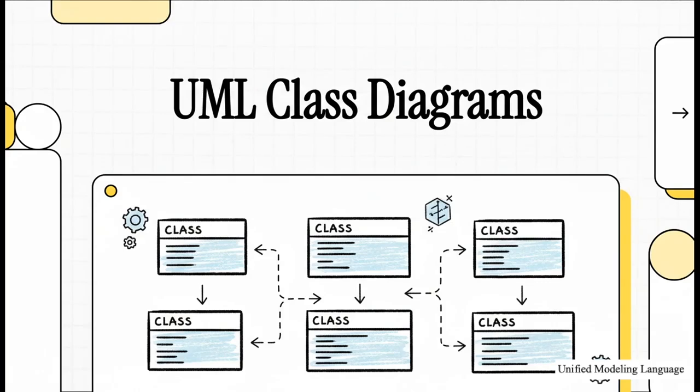Let's talk about the universal language of software architecture, the UML class diagram. It's basically the blueprint that architects and developers use to turn a cool idea into actual working code. But what does it all mean? Let's break it all down.